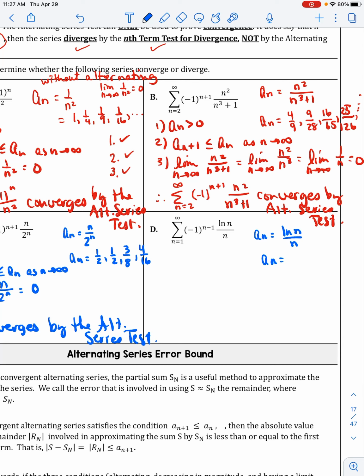And then D. So your a sub n is equal to ln of n over n. So let's go ahead and list our values and see what we get.